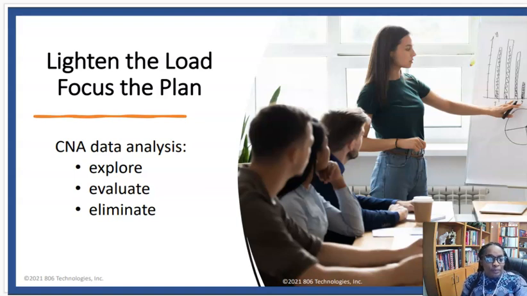Lighten the load, focus the plan. So CNA data analysis. We're going to take time to explore our data, to evaluate and eliminate. So we're going to explore getting all of our data, looking at it from different lenses, and evaluate the data. What does it actually say? And eliminate. What is it that we're doing that we don't need to do because it's working, or we need to continue to do because it's working, or what are some things that we've been doing that we don't need to do anymore?